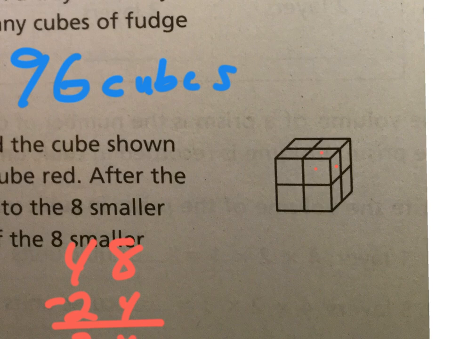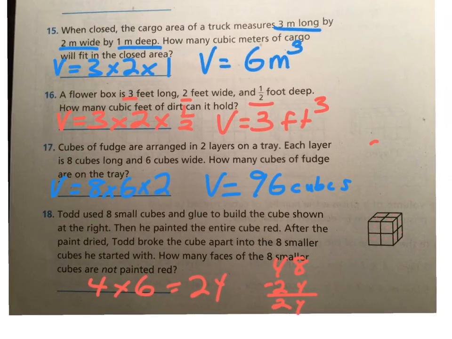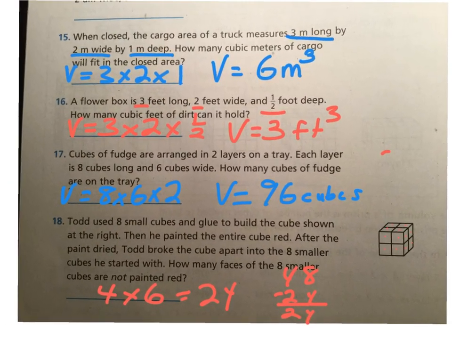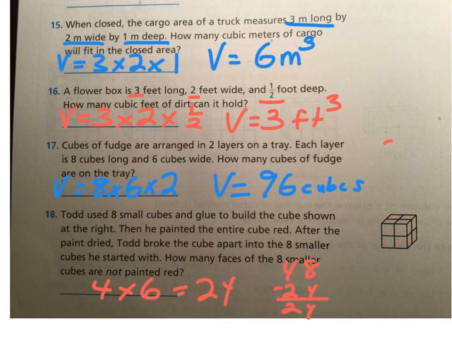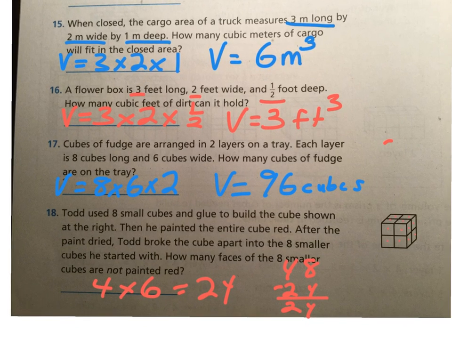So we've got 1, 2, 3, 4, 5, 6, 7, 8, 9, 10, 11, 12. There's 12 more on the back, so that's 24 red. And out of 48, 24 are not painted red. So the answer, 24 are painted red, 24 are not painted red. The question actually asks how many are not painted red, and that would be 24 as well. Okay, 24 faces.